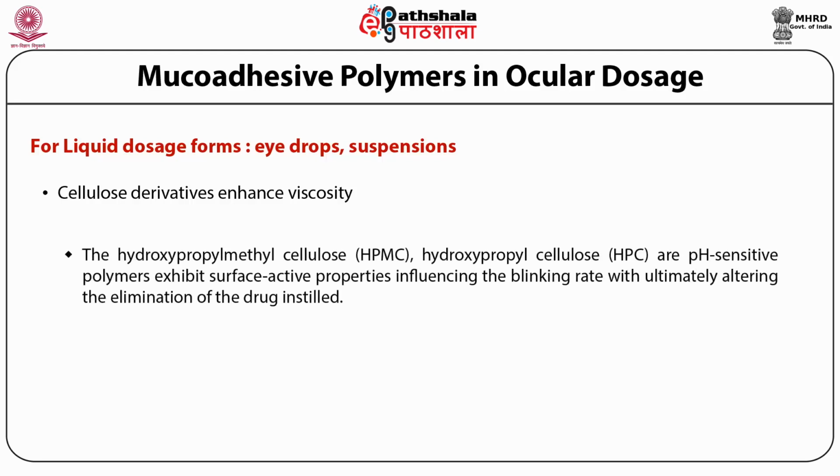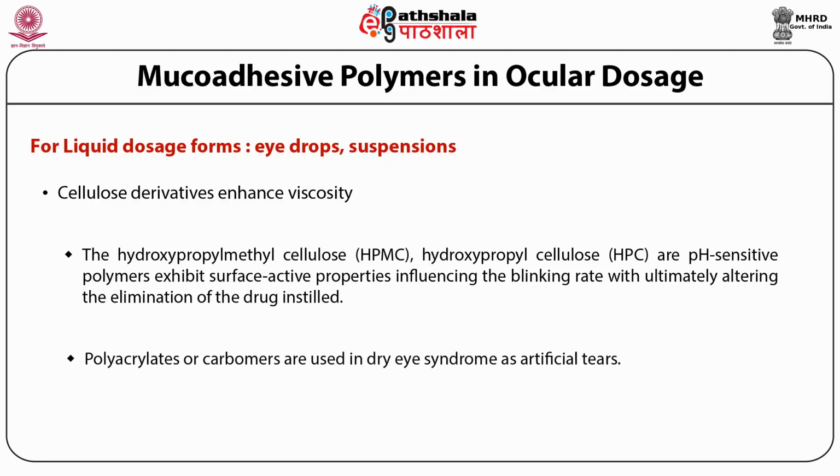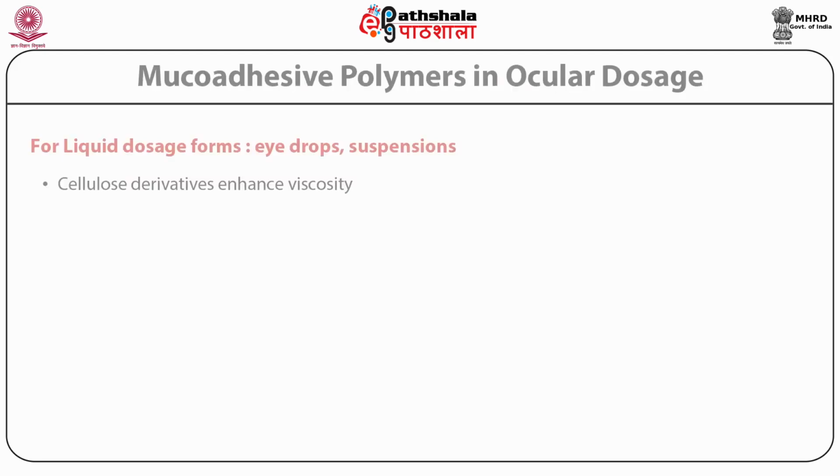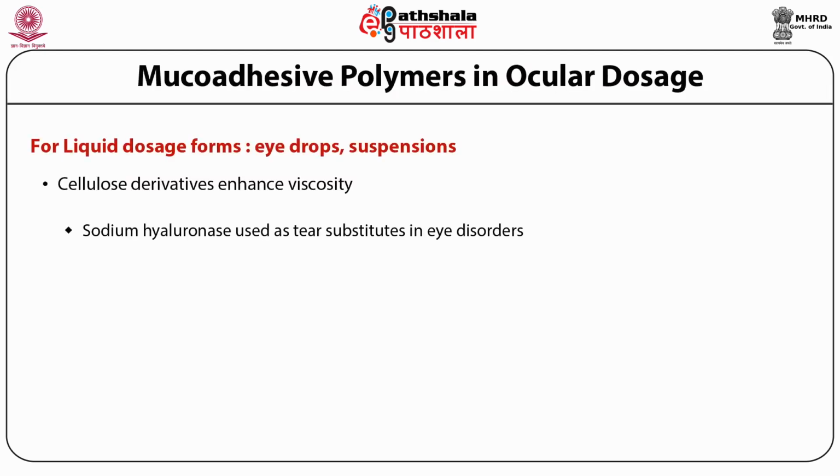Hydroxypropyl methyl cellulose and hydroxypropyl cellulose are pH sensitive polymers which exhibit surface active properties influencing the blinking rate, ultimately altering the elimination of the drug instilled. Polyacrylates or carbomers are used in dry eye syndrome as artificial tears. Sodium hyaluronate is used as a tear substitute in various eye disorders.